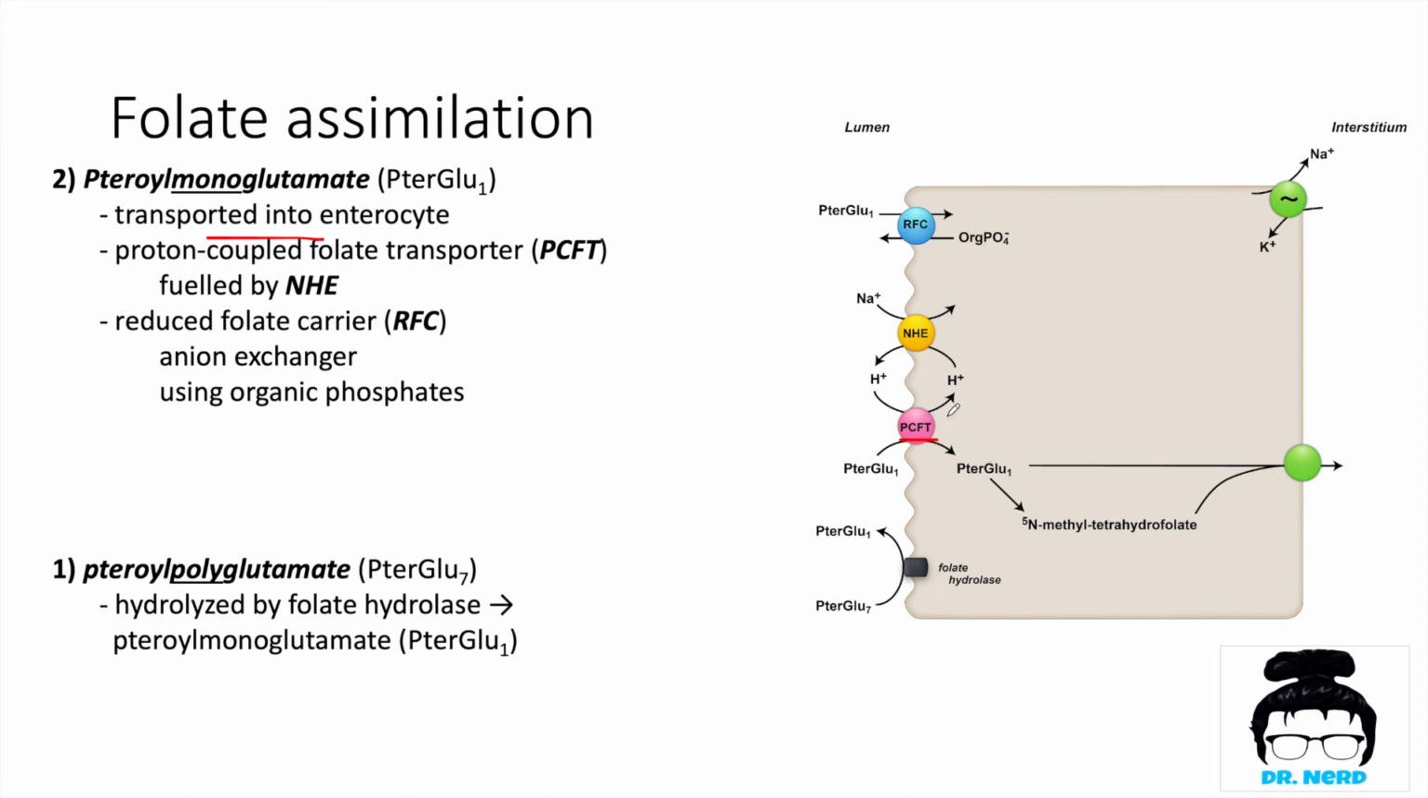How does it keep moving H+ from inside to outside of the cell to be able to take in more pteroyl monoglutamate? It's by the sodium hydrogen exchanger. So sodium will go in, taking out the hydrogen, and then the same hydrogen will go in, taking in the pteroyl monoglutamate. And it also has the reduced folate carrier. It'll take in pteroyl monoglutamate and it will take out organic phosphate.